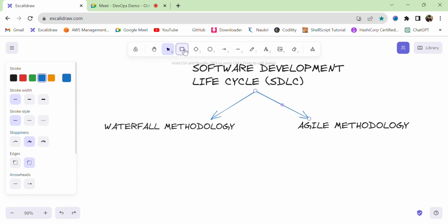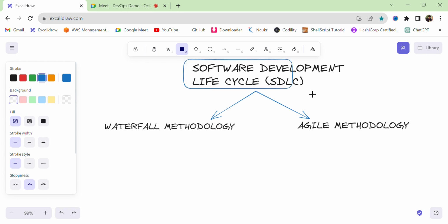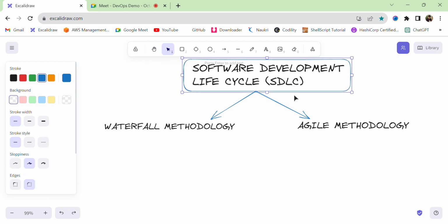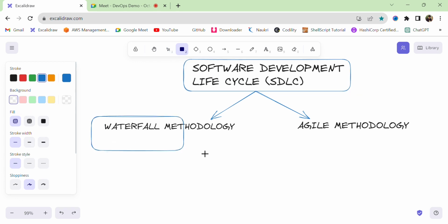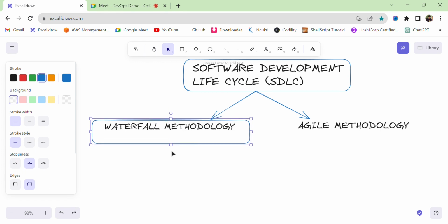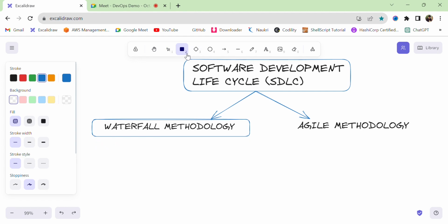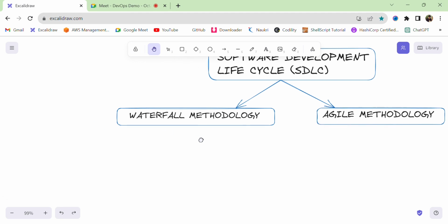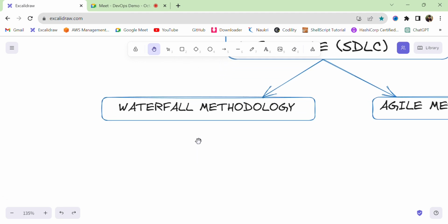Now, some of you may be aware of these methods, some of you may not be, but still let me explain what exactly these methodologies mean. What do you mean by waterfall methodology and what do you mean by agile methodology? We will first focus on what exactly a waterfall methodology is.